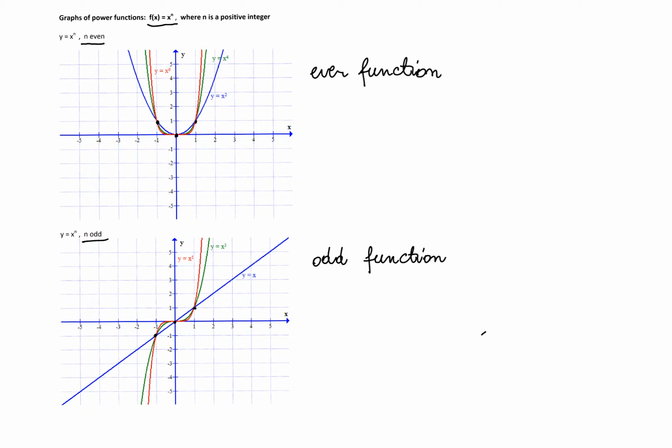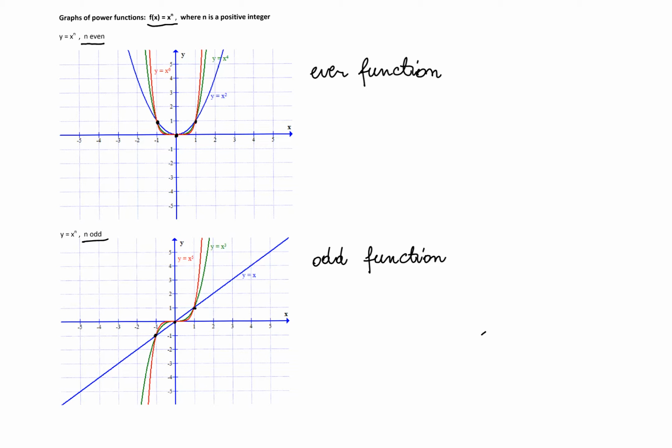Let's look at the behavior of those functions. Notice that if x is between 0 and 1, then the value of x to the power n will be decreasing when n is increasing. If you look at the graphs, we have the graph of y equals x squared in blue, y equals x to the 4th in green, and y equals x to the 6th in red.